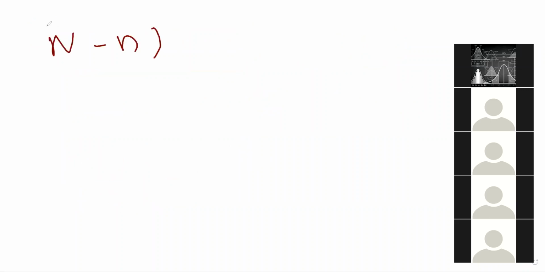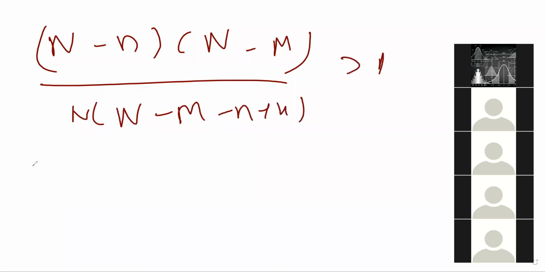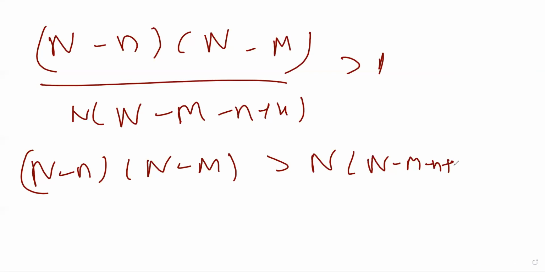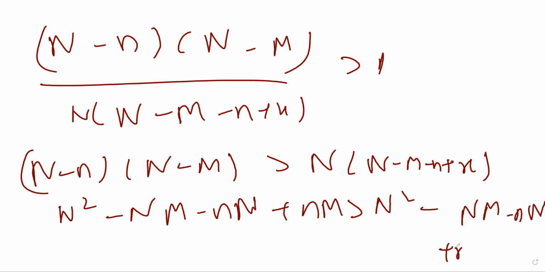n minus m upon n into n minus m minus n plus x should be greater than 1. Then what will happen? n minus m greater than n minus m minus n plus x. Okay. Then n square minus nm minus nn plus nm greater than n square minus nm minus nn plus xn. Okay, this n square will get cancelled. This will get cancelled. This will get cancelled.